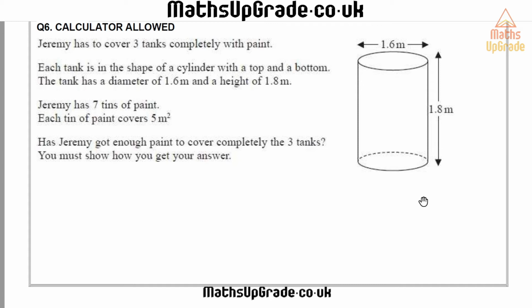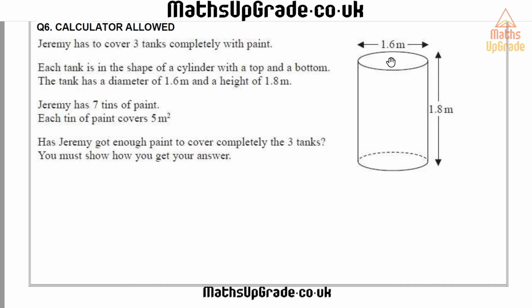But each tin of paint can only cover 5 meters squared. So we need to work out whether Jeremy has got enough paint to cover the tanks, clearly showing our answer, and that would give us 5 marks. So the way we're going to do this question is we're first of all going to find the surface area of one of these cylinders.